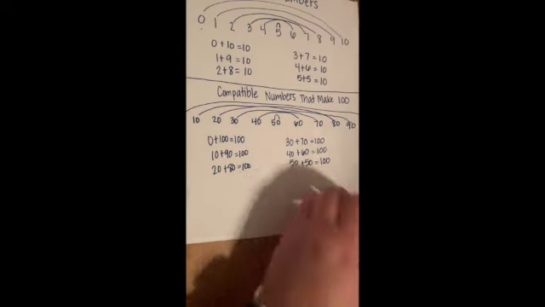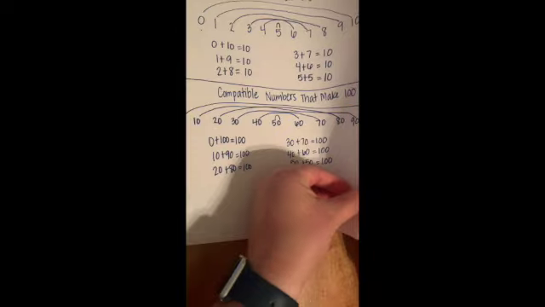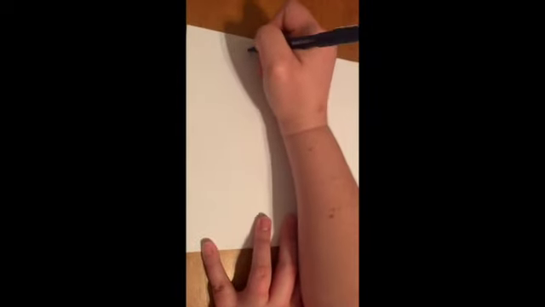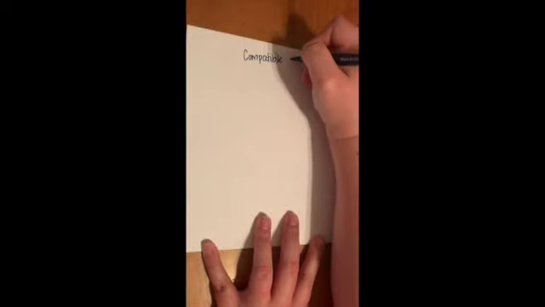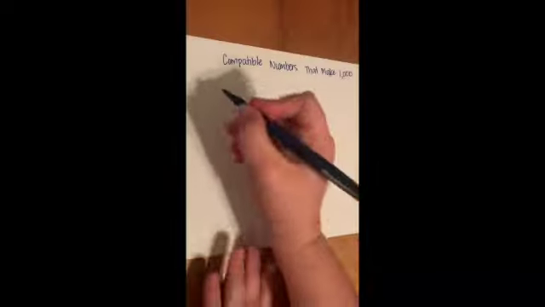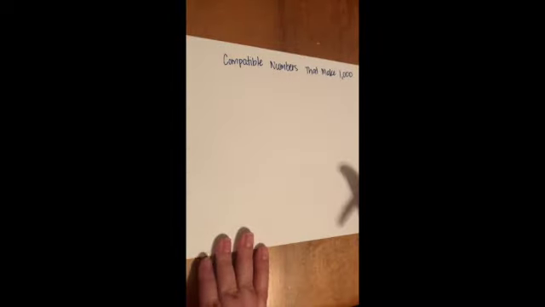You could use this exact same pattern to get all the way to compatible numbers that make 1,000. I'm going to turn our picture. If we're going to have to write with hundreds, we're going to need bigger numbers. So compatible numbers that make 1,000. Okay, so if we're going to make up to 1,000, we're going to start at 0, and we're going to go over to 1,000 counting by 100s.